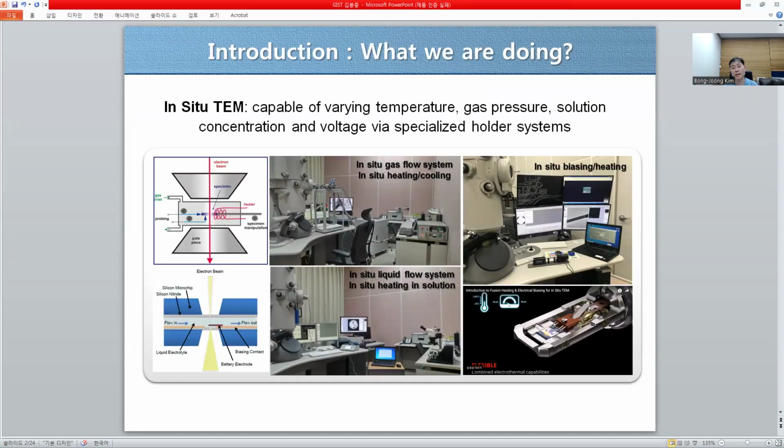For the exsolution of metal nanoparticles, my lab specifically uses in situ transmission electron microscopy, simply saying in situ TEM, which is equipped with a gas flow system and a heating system as well. This system is shown at the left in the slide. We can monitor exsolution and phase transitions of nanostructures in real time while flowing controlled gas and applying temperatures. My lab also has a liquid cell system and a biasing system, as you can see in the other images.